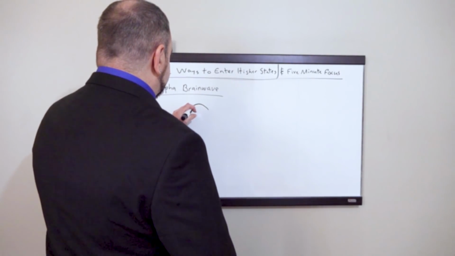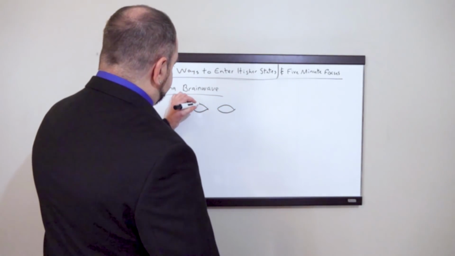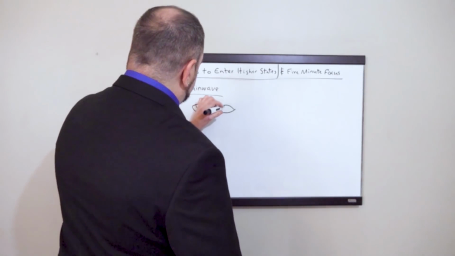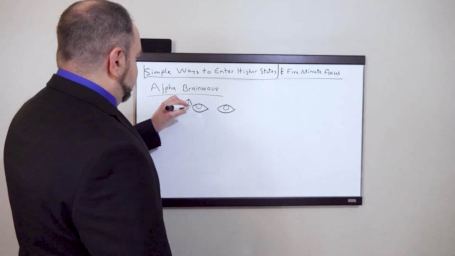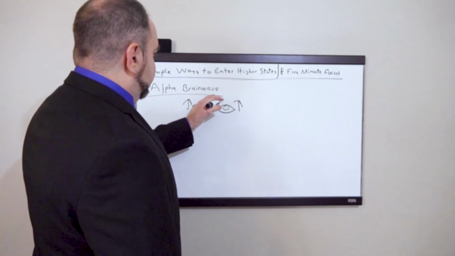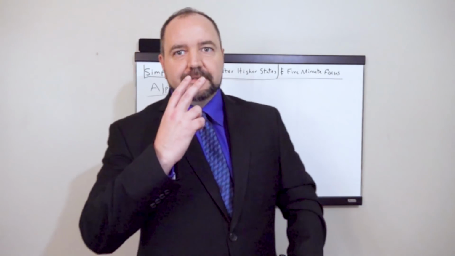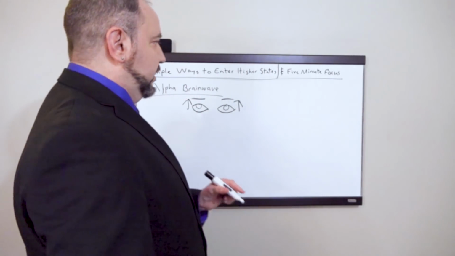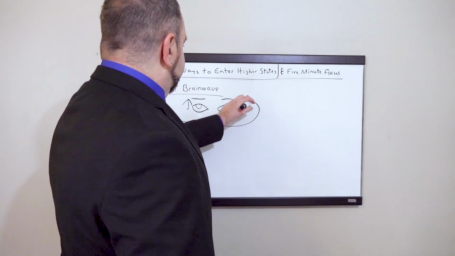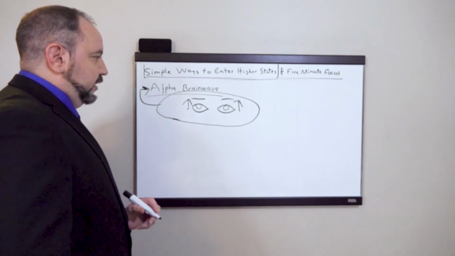If these here are your eyes, right? All you're doing is looking up. Right? It's the eyebrows. So you're just taking the eyes and you're moving them up. And as soon as you keep the eyes like that, you're entering an alpha brainwave state.